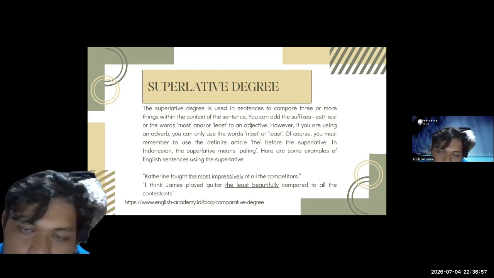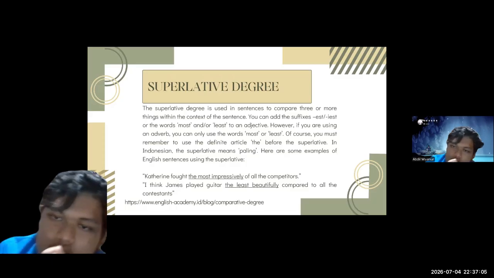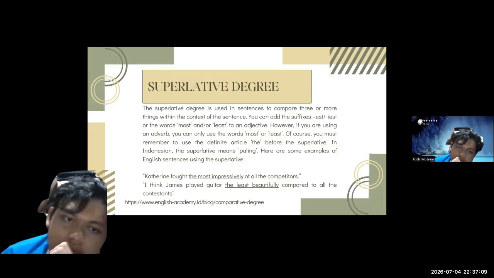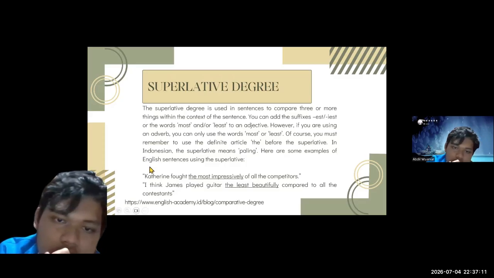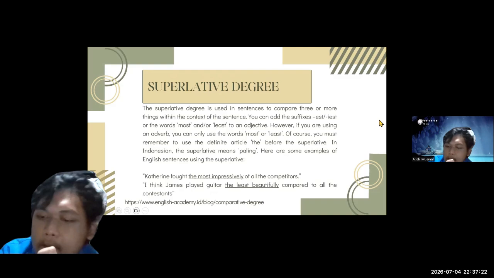The superlative meaning is more than. Here are some examples of English sentences using the superlative. Catherine fought the most impressively of all the competitors. I think James played guitar the least beautiful compared to all the contestants.